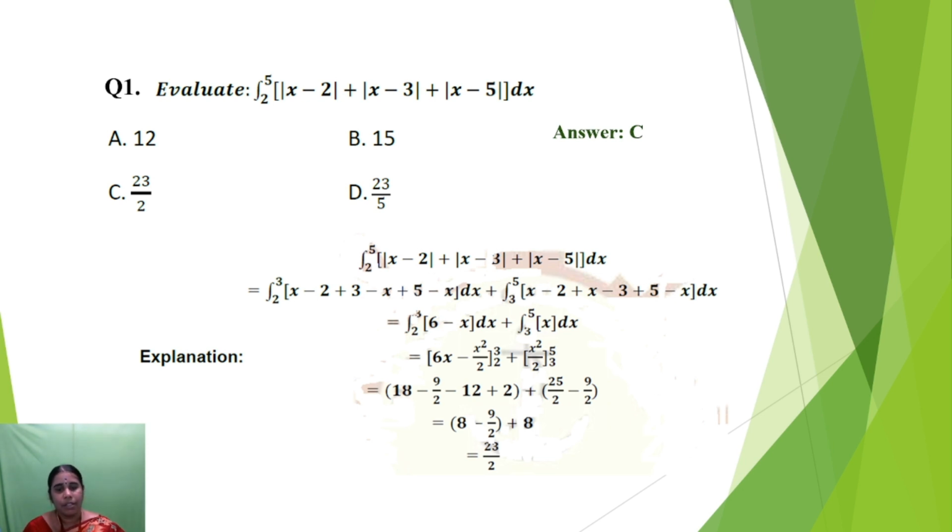On simplifying the first integrand we get 6 minus x, and on simplifying the second we get x. On integrating 6 minus x we get 6x minus x square by 2, and on integrating x we get x square by 2. We apply the limits separately: 2 to 3 for the first and 3 to 5 for the second, upper limit minus lower limit. That is, upper limit 3 minus lower limit 2, plus upper limit 5 minus lower limit 3. On solving this we get 23 by 2, which is option C. So the answer to the question is C.